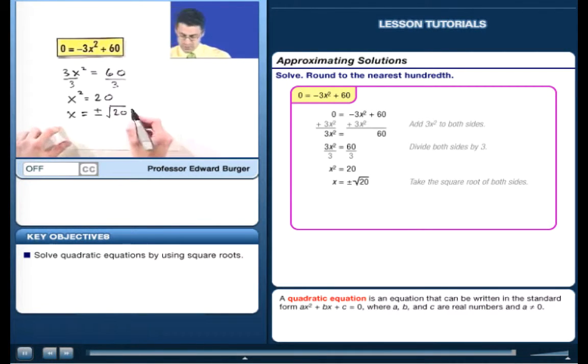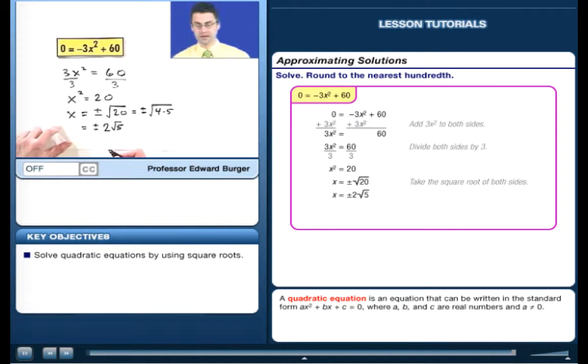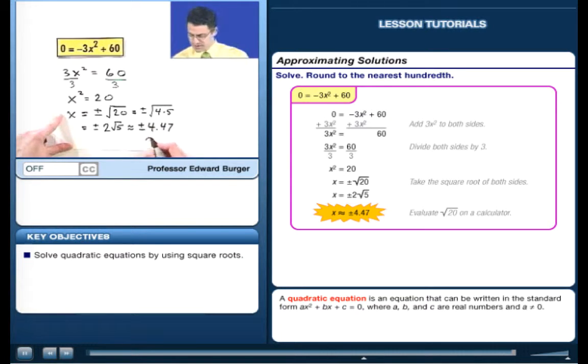And what does that equal? Well, I could simplify that a little bit because I can see that 20 actually is 4 multiplied by 5. And so this simplifies to positive or negative 2 square root of 5. And if you want to look at that numerically, we can actually plug that into a calculator and see that numerically we're talking about approximately positive or negative 4.47.